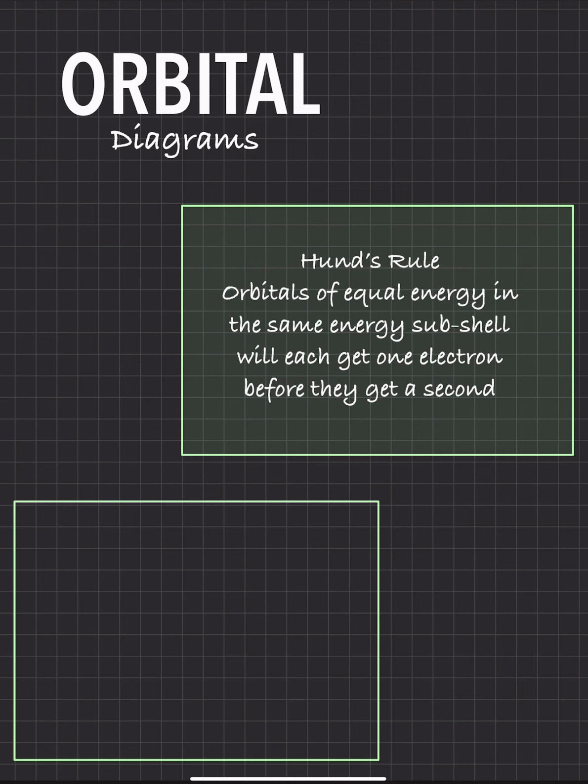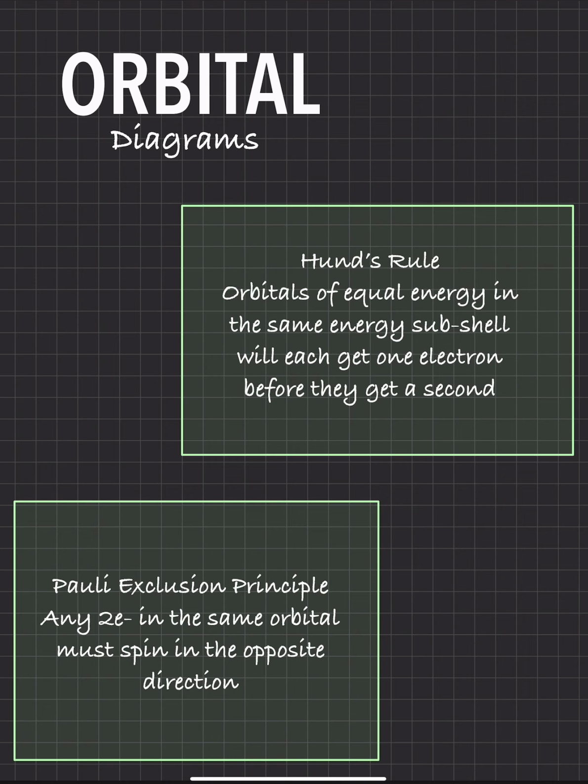Another rule that you really need to know is going to be Pauli. The Pauli exclusion principle is that any 2 electrons in the same orbital must spin in the opposite direction. So let's go back to S. In S, you're going to have 1 box and you can have up to 2 electrons. If the first electron is up, the second is going to be down. You're not going to have 2 up or 2 down. That's not going to happen. It's going to be 1 up and then 1 down. Again, they're going to have opposite direction.